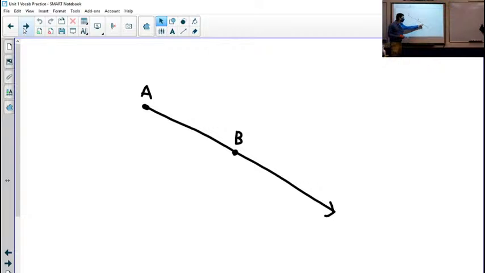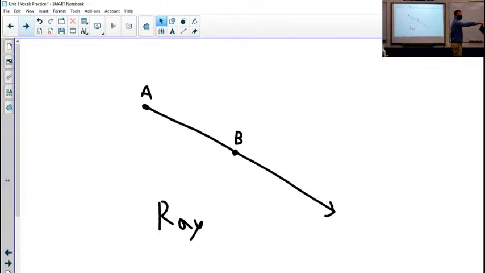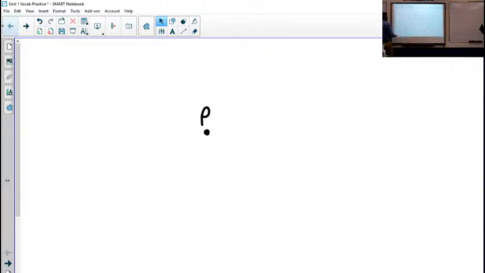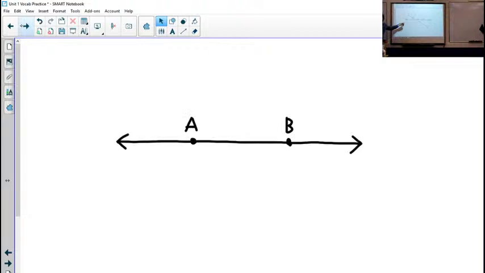Goes on only in one single direction. It starts with an R. That's a ray. A ray starts at a single point and then extends out forever in a direction. Starts at one point, goes forever in one direction. So far we have point, segment, this was a ray, and now that's a line, right? Goes on forever in both directions.